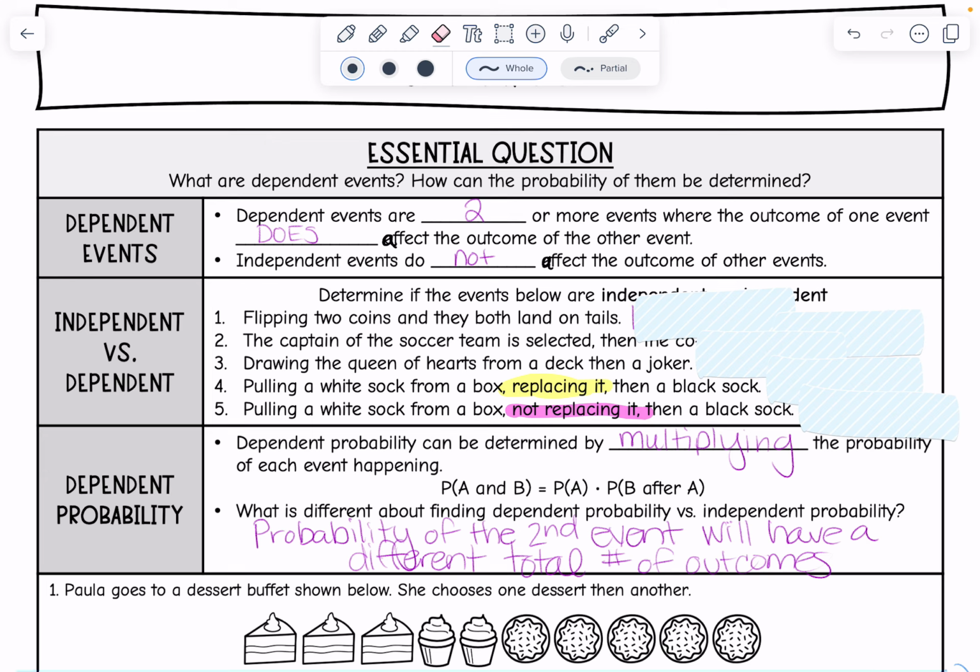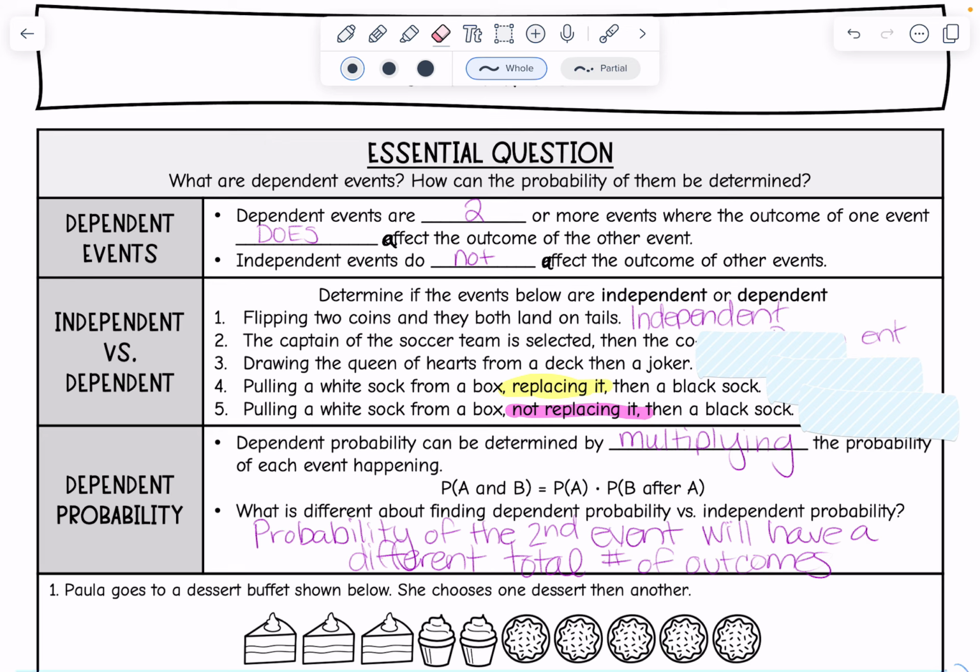So if we're flipping two coins and they both land on tails. Whatever I flip on the first coin does not affect what the second coin can land on. And so those would be independent events. If I select the captain of the soccer team and then I'm selecting a co-captain, this would be where I have a group of individuals. I'm going to choose one. And so now when I've chosen that first one, that changes my total number of outcomes of what's left to choose from. And so that first event affects the second. So that's going to be a dependent event.